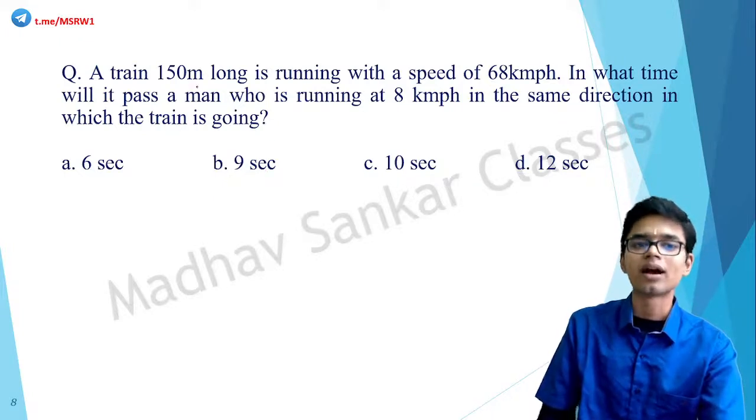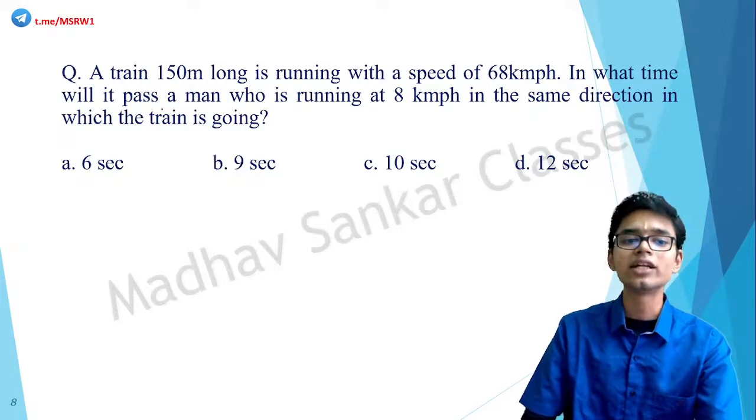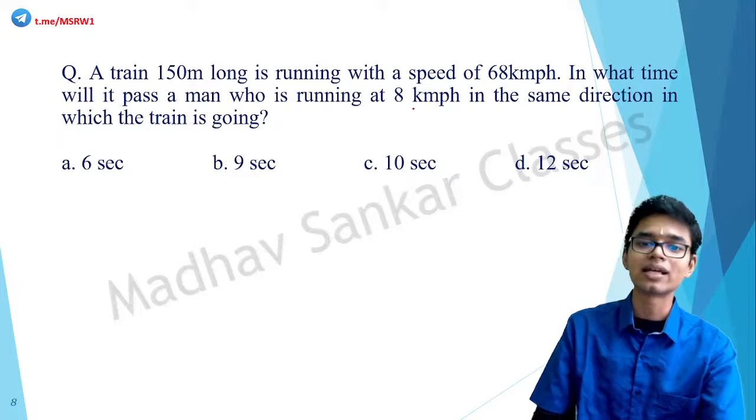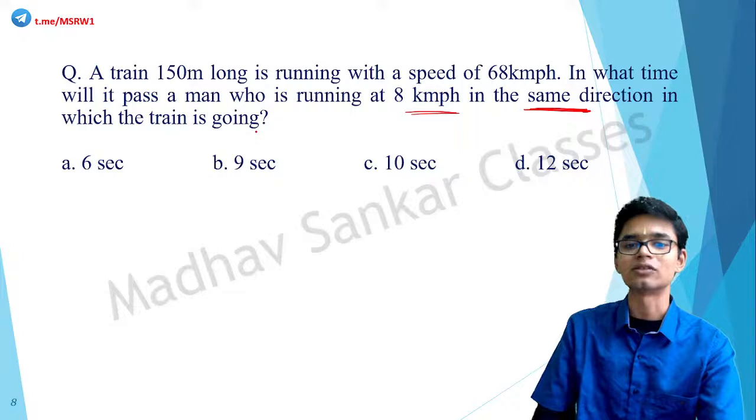A train 150 meters long is running with a speed of 68 kilometers per hour. In what time will it pass a man who is running at 8 kilometers per hour in the same direction in which the train is going?